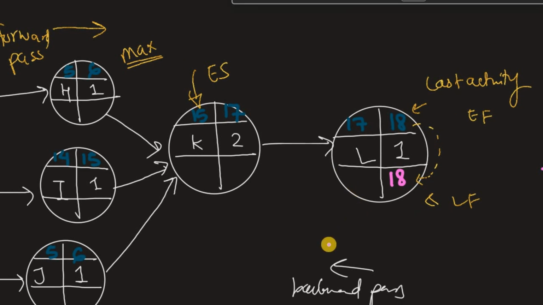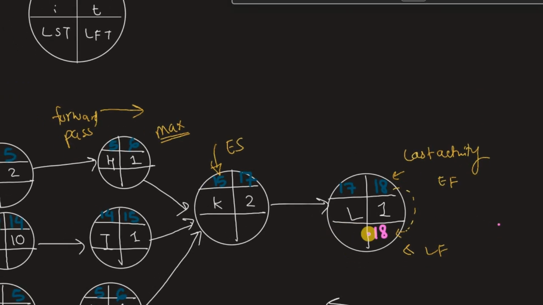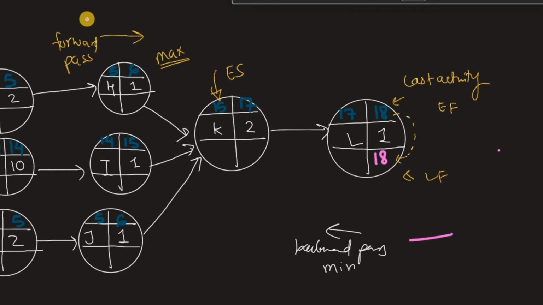So how do we find the latest start then? That's the latest finish, so to find the latest start, we're simply going to subtract the duration. If we had the earliest start and wanted to find the earliest finish, we would add the duration, right? But here we're going to subtract. So when doing the backward pass, we subtract, and when doing the forward pass, we add the duration. Just remember this. So then 18 minus 1, that's 17.